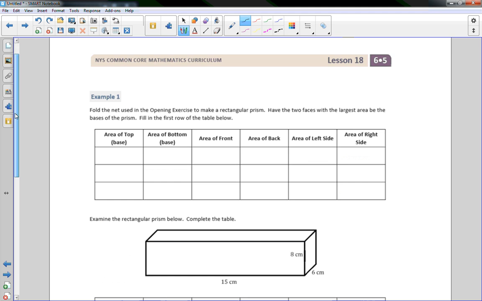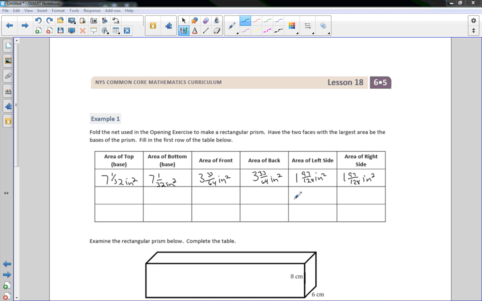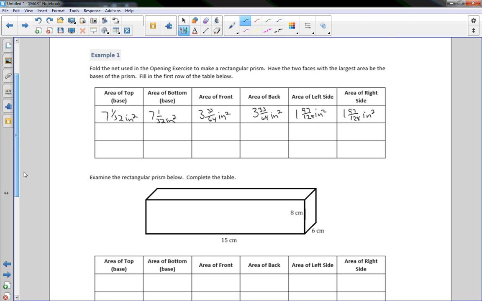Okay, example 1. For the net used in the opening exercise to make a rectangular prism, have the two faces with the largest area be the bases of the prism. Fill in the first row of the table below. So do that. Come back, check your answer, and we'll carry on from there. Okay, so here is the first row of the table filled in below. Now it says to examine the rectangular prism below and complete the table.